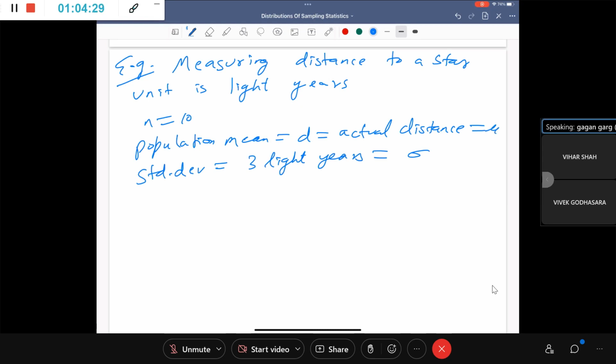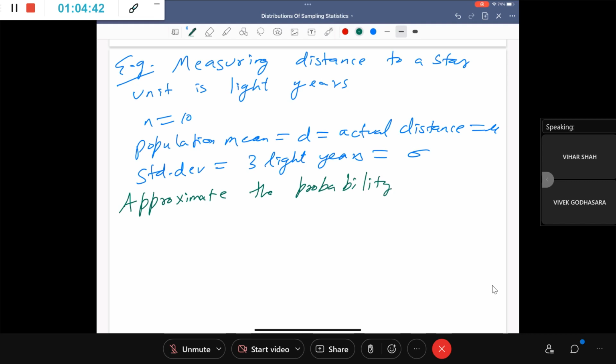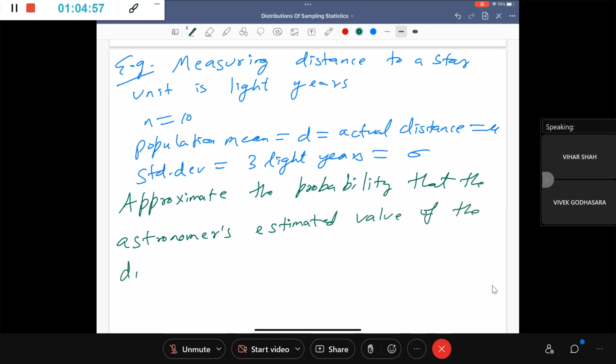Now you need to approximate the probability that the astronomer's estimated value of the distance will be within half a light year.